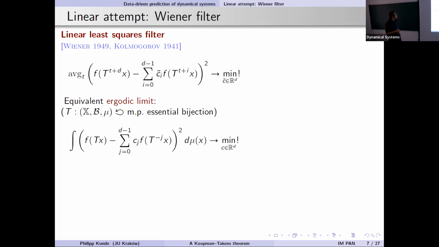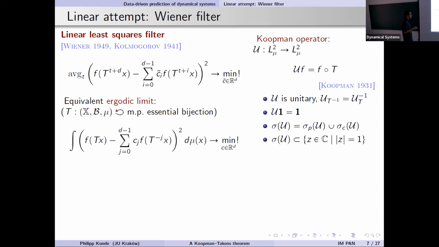So if we now are in a nice setting and we can apply the ergodic theorem and we do some reindexing here, then in the end we get this ergodic limit of this optimization problem. And so now this other actor from the title of the talk, namely the Koopman operator, enters the stage.